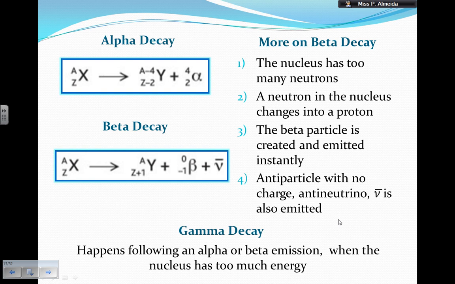Finally, about gamma decay, there's not much more to say, but I can tell you that it happens following an alpha or beta emission when the nucleus has way too much energy, okay? So, that's all I have for today for the stable and unstable nucleus, and we are going to talk later on more about these decays, even do some Feynman diagrams and talk about all the things that really make the neutron in the nucleus change into a proton, okay?